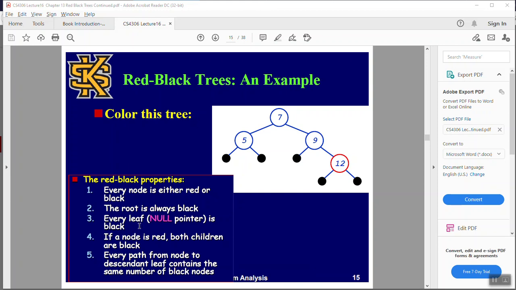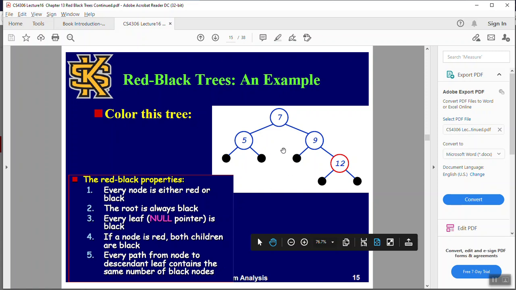Every leaf has null pointers, and these null pointers are black. If a node is red, then both its children are black, but there is no such restriction for a black node. And finally, every path from a node to a descendant leaf contains the same number of black nodes.